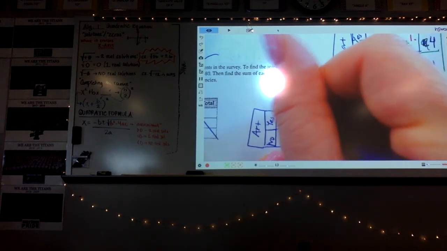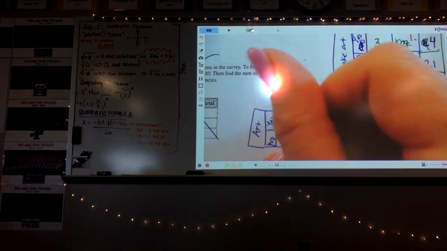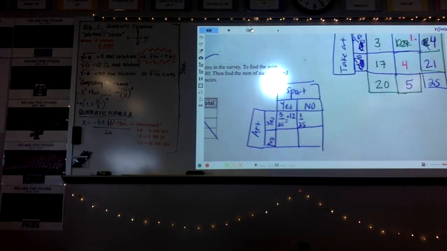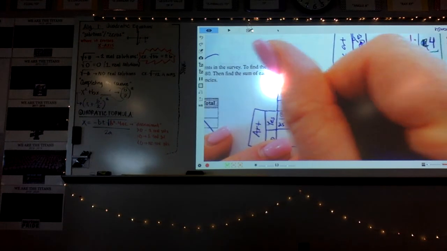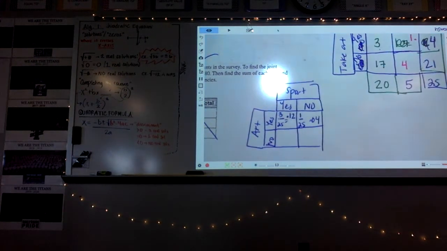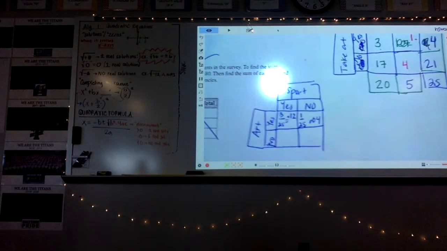1 person does not play a sport, but is taking art. So 1 divided by 25 is 0.04. So 4%.